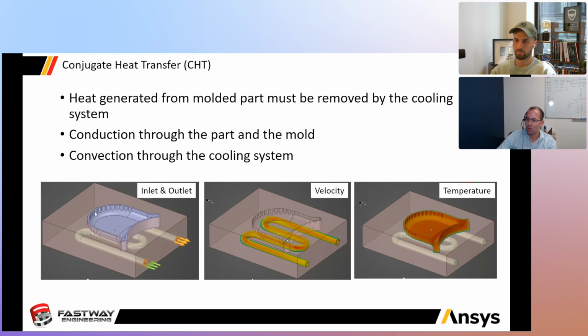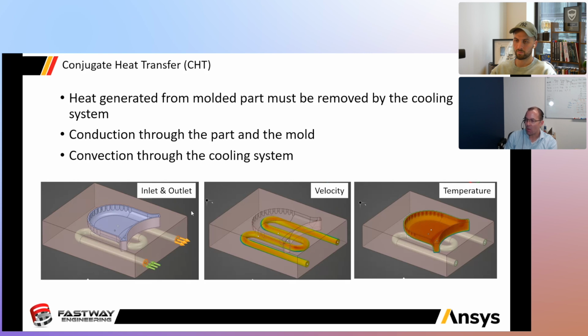So I'm conducting through the ABS material of the part and through the steel of the mold, and then I'm going to be convecting through. There's a velocity, as you can see here. There's an inlet on this side. There's an outlet on that side. So we've got conduction, which is solid heat transfer. We've got convection, solid to fluid heat transfer. And then the third aspect of conjugate heat transfer is radiation. We're not accounting for radiation here.